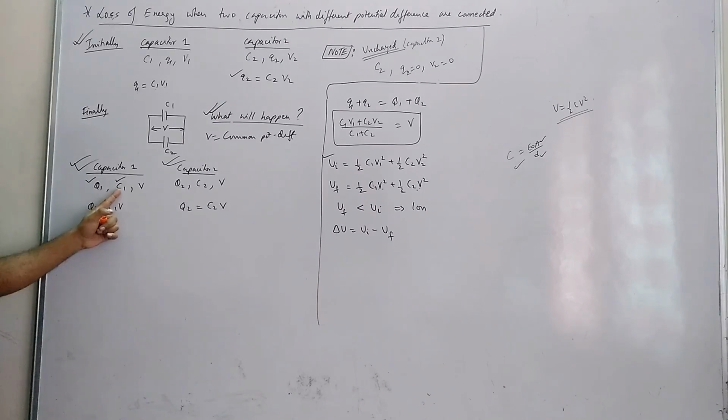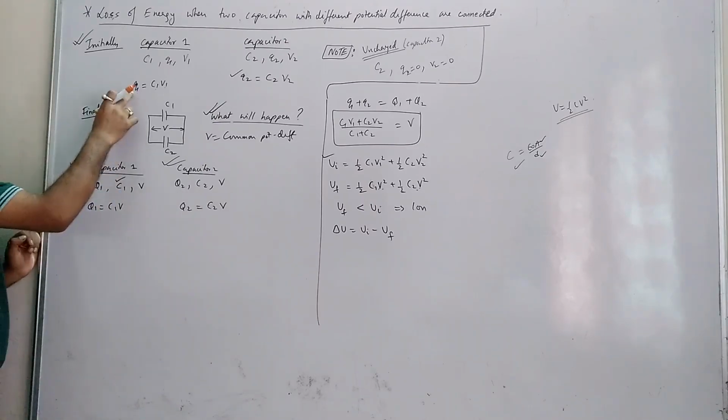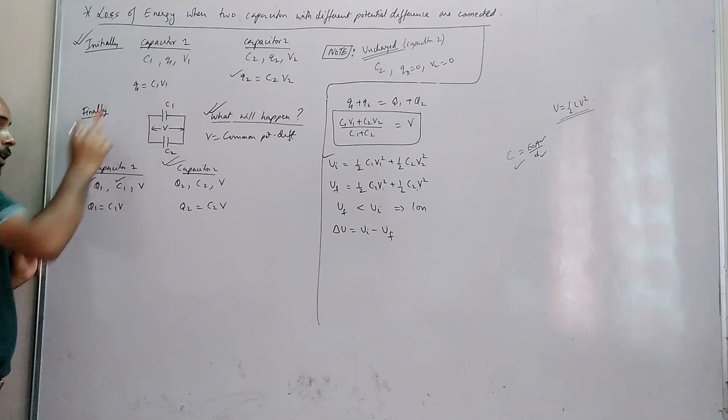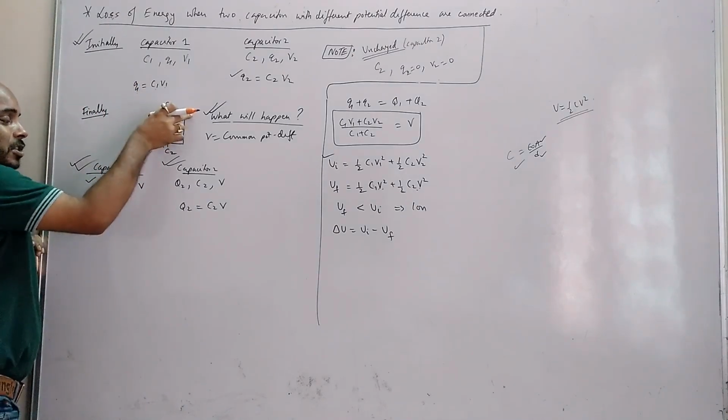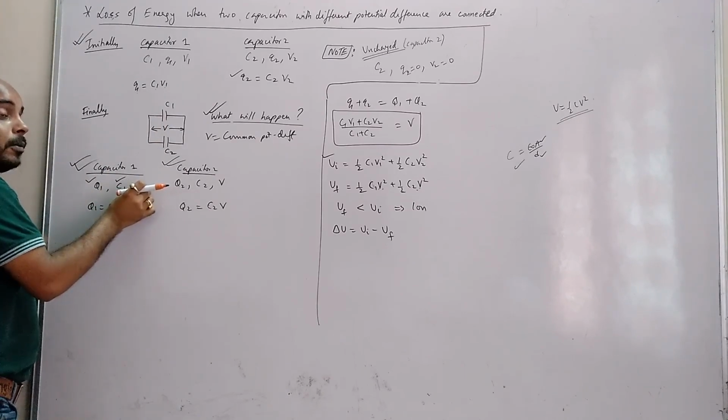Okay, C1 only. But since charge is changing, earlier I have written small q1, now capital Q1. And V1, V will be what? Potential difference across C1 is the common potential difference V, which I don't know.